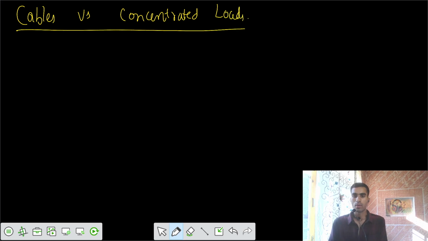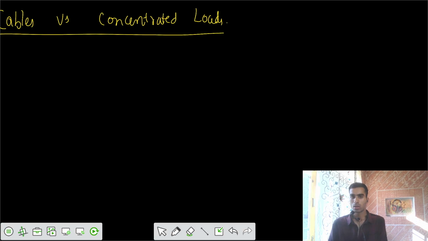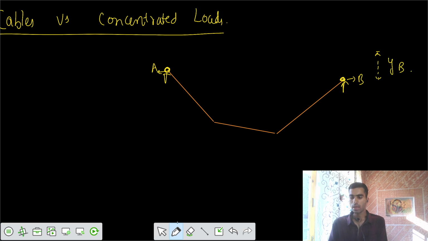Let's say we have some loads, and because of that a few straight line segments have been developed. Let's say this is some support A, and there we have one more support B. This is the elevation difference, let's call it YB. From this one, let's have the horizontal line, and let's have the chord also. There's some theta.